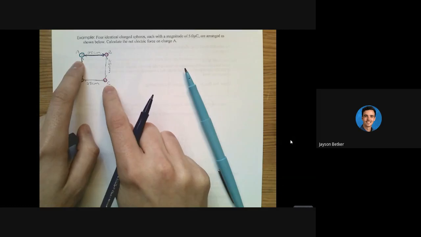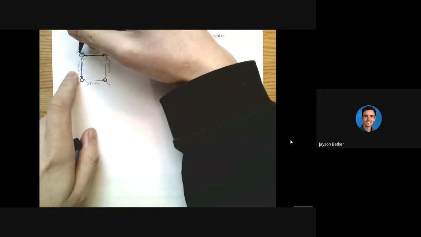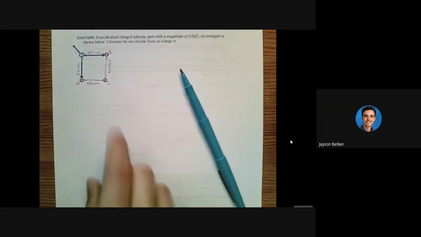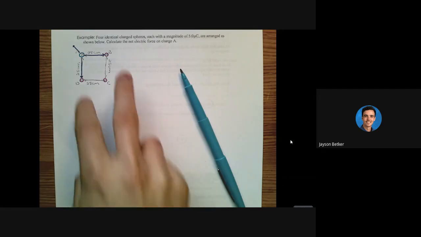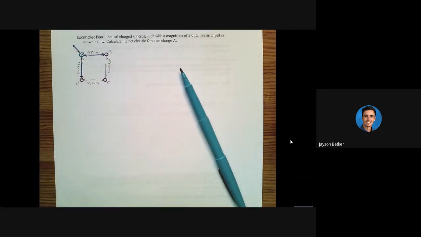And then if I forgot about these 2 and I only looked at C, well, C is a positive charge, and so is A. So C is actually going to be pushing A this way, right? Because 2 positive charges, if they're like charges, they're going to repel each other. And then obviously opposite charges attract one another.